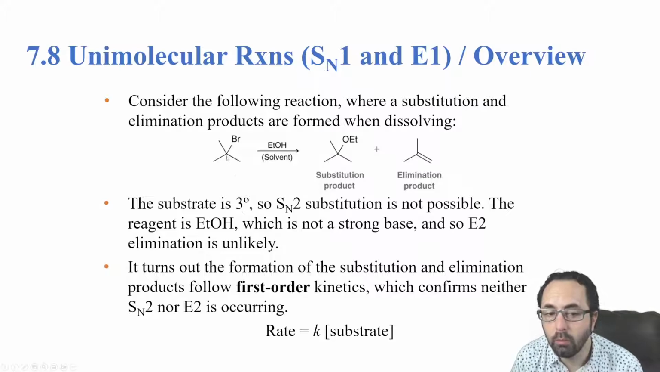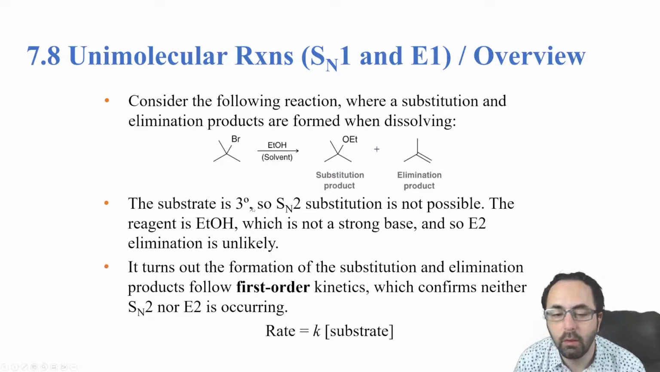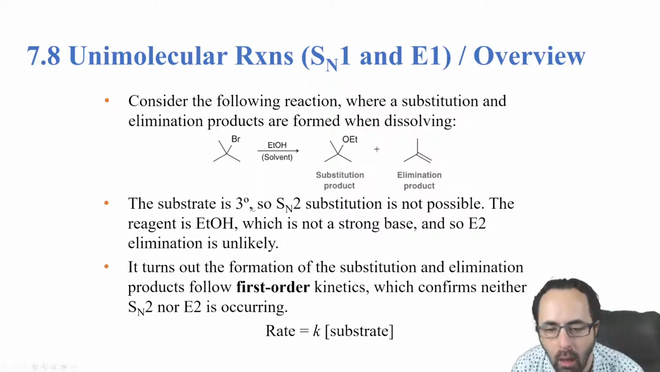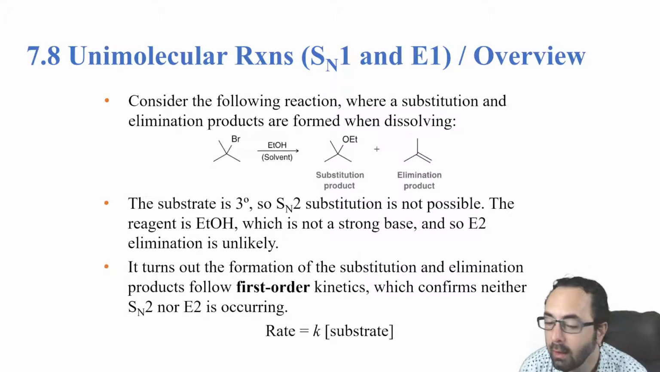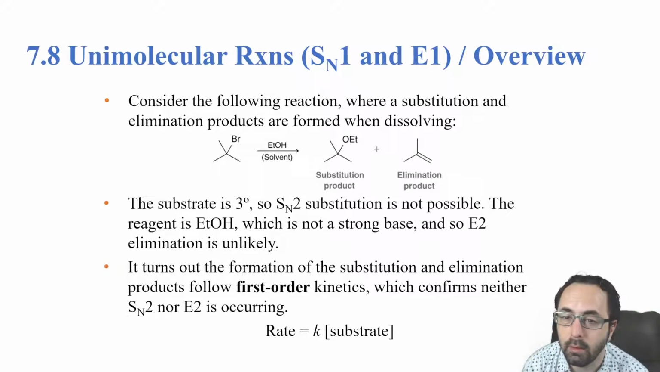So when we look at the substrate here, the substrate is tertiary. So SN2 is going to be extremely slow. It's just not going to happen. The ethanol here is not a strong base. So we don't see elimination as likely either.